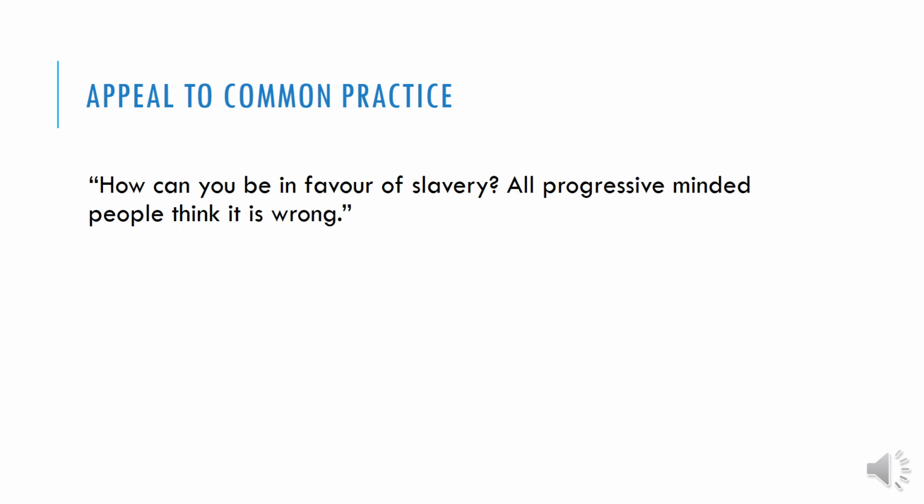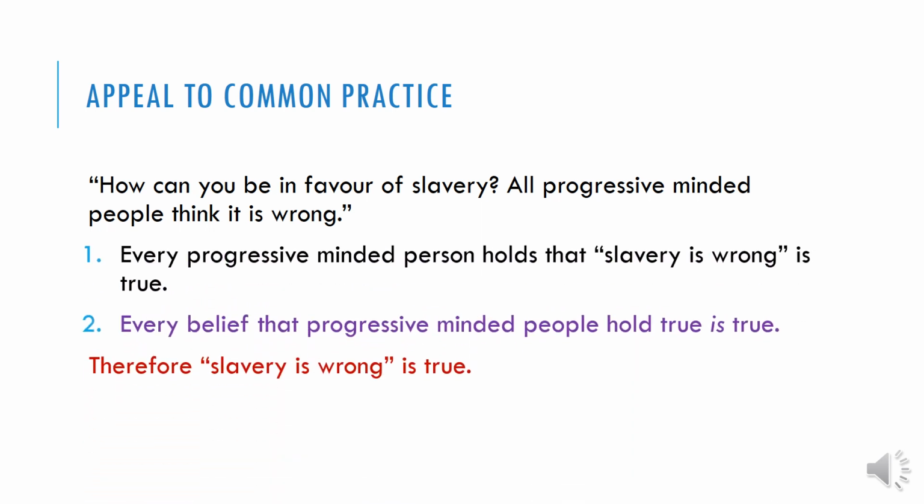The next fallacy we're going to look at is the appeal to common practice fallacy. Look at this argument. How can you be in favor of slavery? All progressive-minded people think it's wrong. The problem with this argument is that when we look at it in standard form, we see that the second premise isn't necessarily true. While it may be true that progressive-minded people believe that slavery is wrong, it's not necessarily the case that every belief held by progressive-minded people is true.